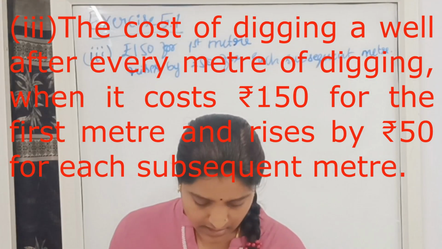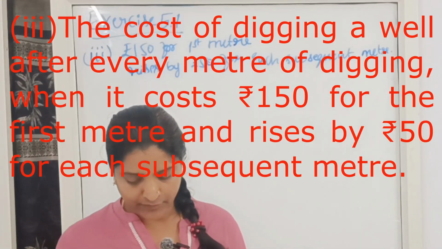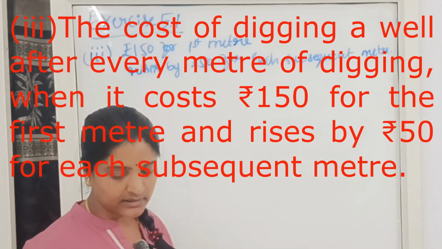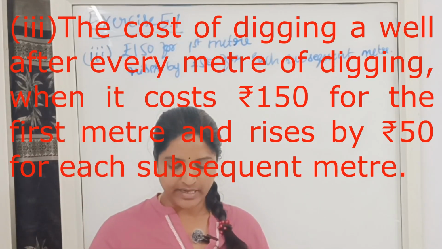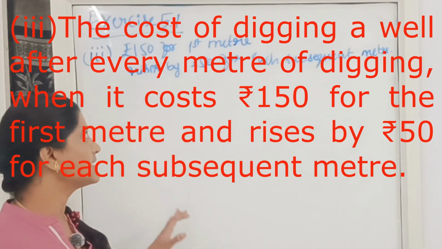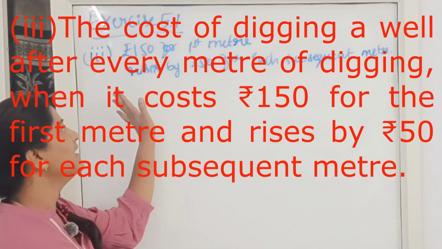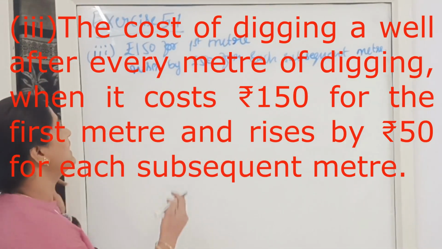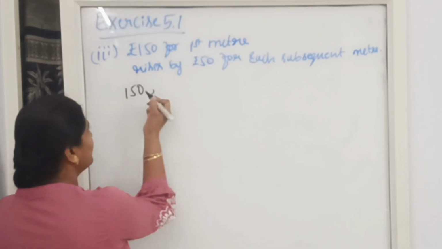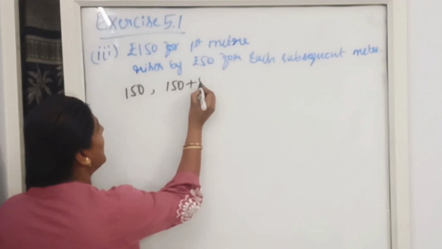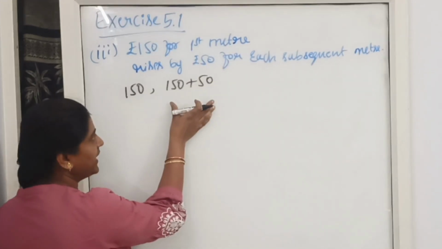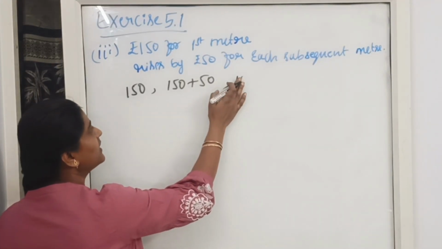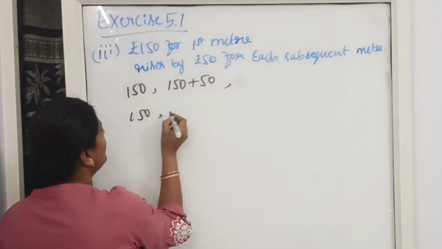The third question is the cost of digging a well. After every meter of digging, it costs rupees 150 for the first meter and rises by rupees 50 for each subsequent meter. So first, 150 for the first meter. After that, for each subsequent meter rupees 50 has to be added. Let us start with 150 firstly. In the second meter, 50 rupees is added to the preceding number. Then for the next, this is 150, this is 200.